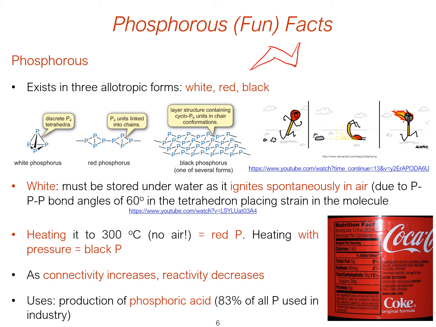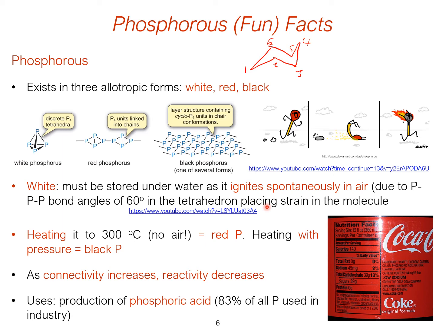And then there's 6. So you've got 1, 2, 3, 4, 5, 6. 6 atoms in a hexagon, but it's not a planar one. And these P6 cycles make a layered structure in black phosphorus. And as the connectivity goes up, the reactivity goes down.